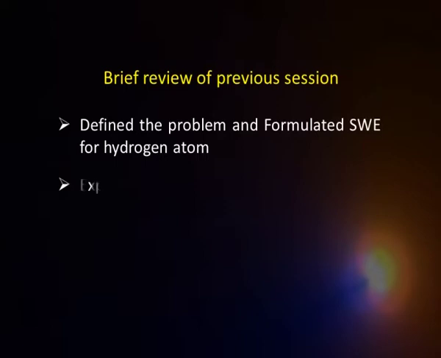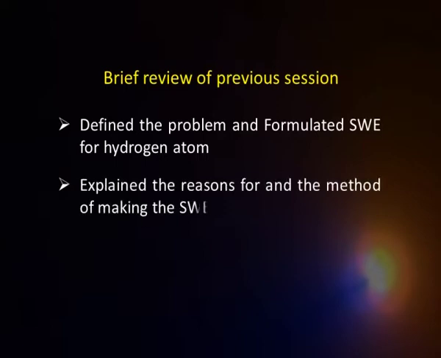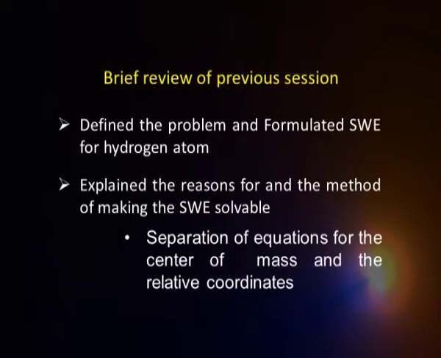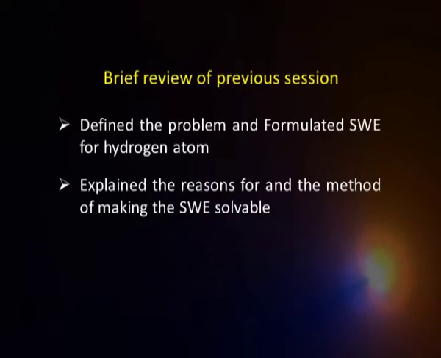Since it was a difficult equation to solve, the first thing we did was separate the Schrodinger wave equation into two equations, one for the center of mass and second for the relative coordinates. Center of mass referred to the atom moving as a whole, as one particle. And relative coordinates meant that we had a nucleus, and we are talking about the motion of the electron with respect to the nucleus. So there are two things we separated in the first instance.